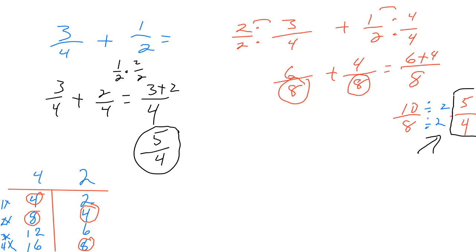The only problem you'll run into is if they're not asking you for the answer of 5/4, and the question on the test says you have 3/4 plus 1/2, what is the least common denominator? Well, the least common denominator is 4, not 8. So you need to know how to do the factoring to find the least common.